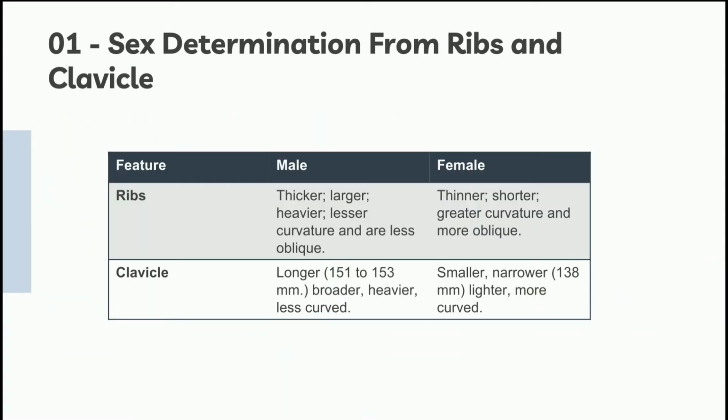Now sex determination from ribs and clavicle. In males, ribs are thicker, larger, heavier, with lesser curvature and less oblique, and in females they are thinner, shorter, with greater curvature and more oblique. The clavicle or collarbone is longer in males, about 151 to 153 mm. It is broader, heavier and less curved, and in females the clavicle is smaller, narrower, about 138 mm, lighter and more curved.